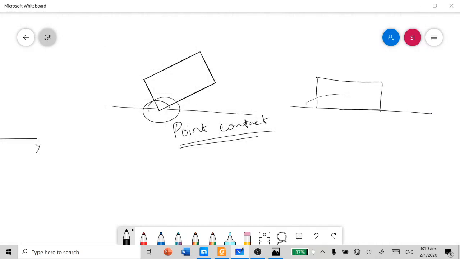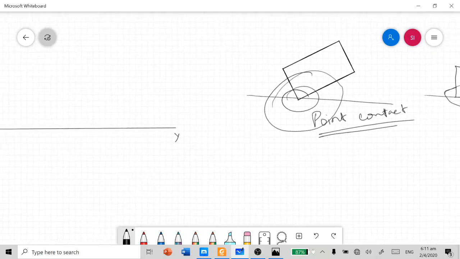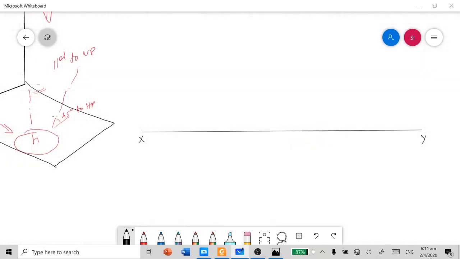If the cylinder is resting like that, the nature of contact will be line contact. This can happen when a cylinder is completely lying on a flat surface, or it's completely sticking on a vertical surface. In both cases, the line contact may appear, and now the type of contact is point contact, since there is no complete laying of the cylinder on the HP. It's just standing in a tilted manner with its axis inclined at 45 degree to HP only.